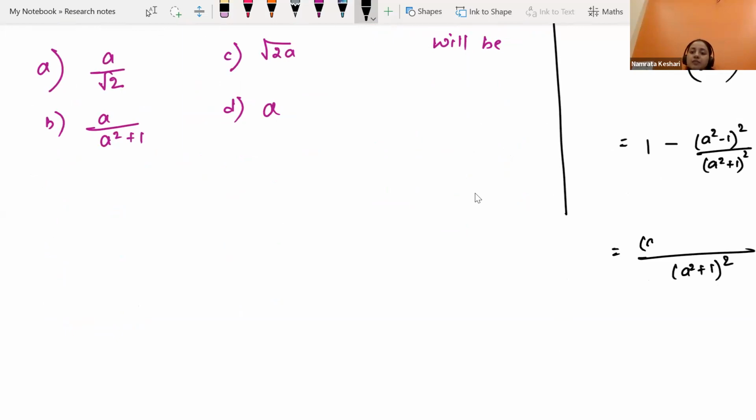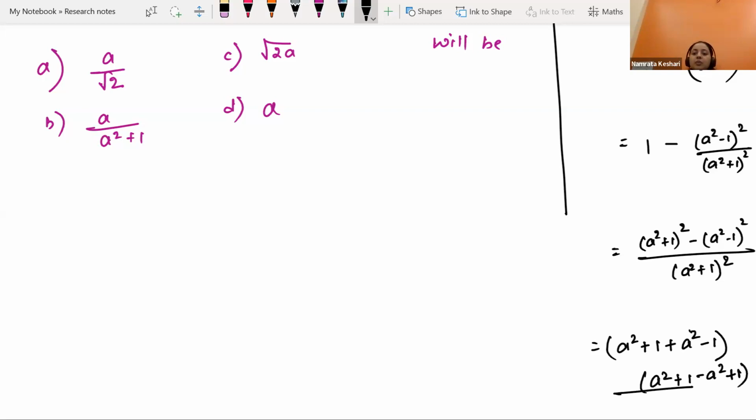And here we'll be having (a square plus 1) whole square minus (a square minus 1) whole square. So an a square minus b square type of structure we are having. We can write a plus b in one bracket and a minus b in another bracket, or you can use the identity (a plus b) whole square, but that will be bigger. So I will use a square minus b square: a plus b in one bracket, and a minus b in another bracket.